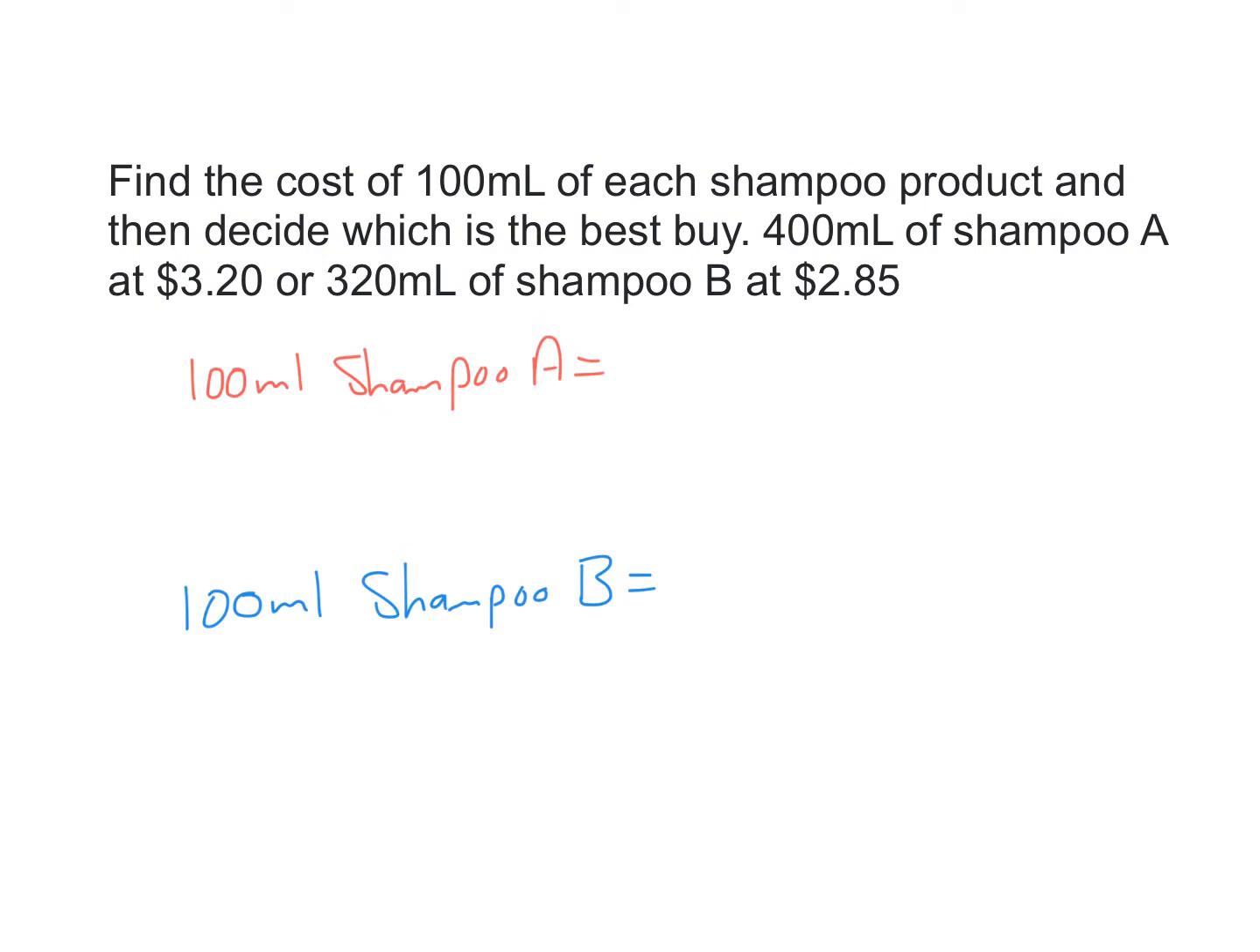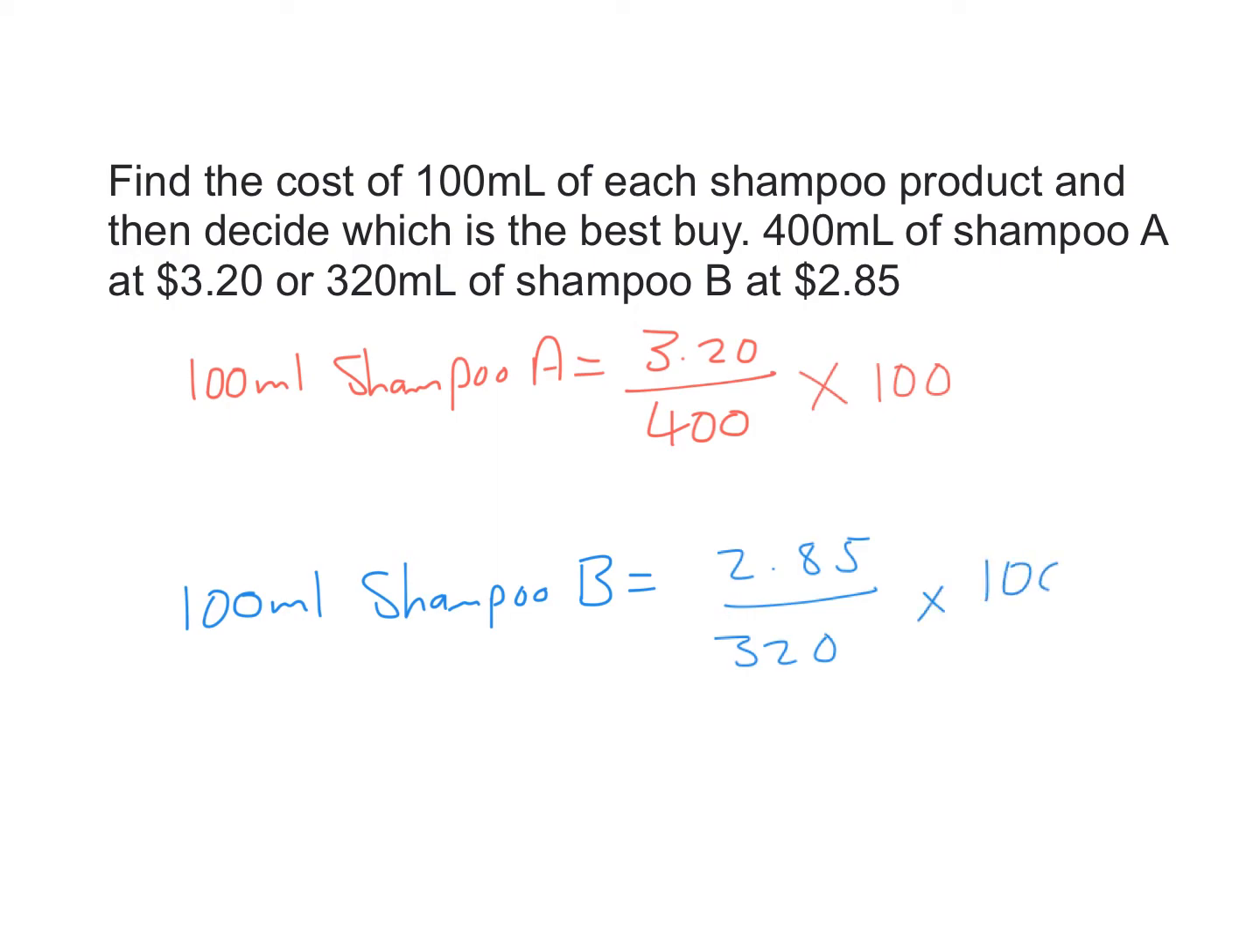All right, well, this is the way I'd work it out. 100 mils of shampoo A, and I'd calculate that out, and I'll also work out 100 mils for shampoo B. So for shampoo A, I will have $3.20 divided by 400 mils, but I want to solve it for 100 mils, so I will multiply it by 100. And similarly down here, shampoo B would be $2.85 over 320, and I want to solve it for 100 mils, so I'd multiply it by 100.